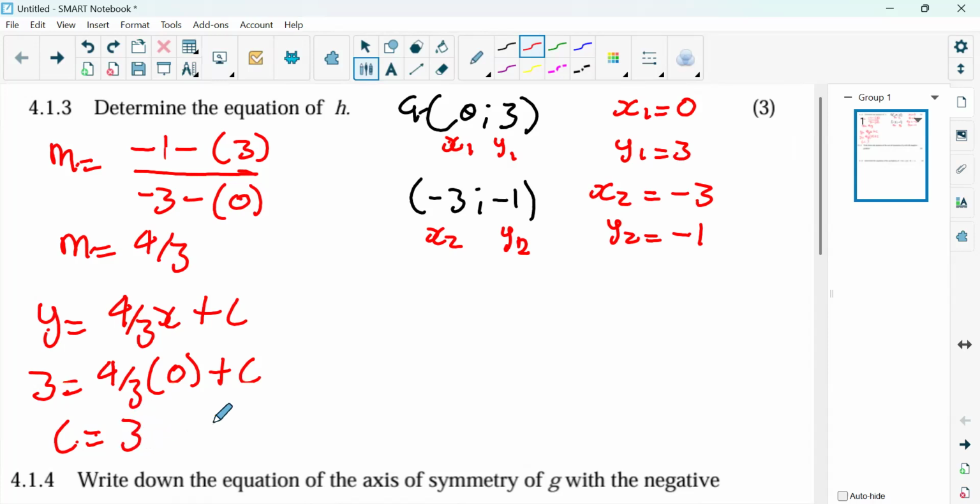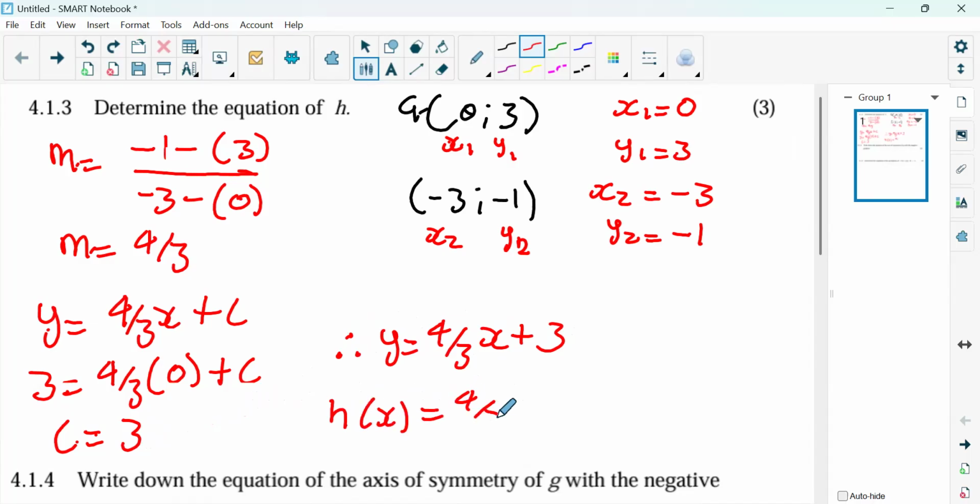So this is a good practice, guys. We already knew that c was the y-intercept. We could have said c is equal to 3, but just to emphasize how to approach it when you're given 2 points, we decided to show you the whole method. Now we can say, therefore, our y is going to be given by 4 all over 3 x plus 3. And therefore we are looking for h of x. h of x is equal to 4 all over 3 x plus 3.